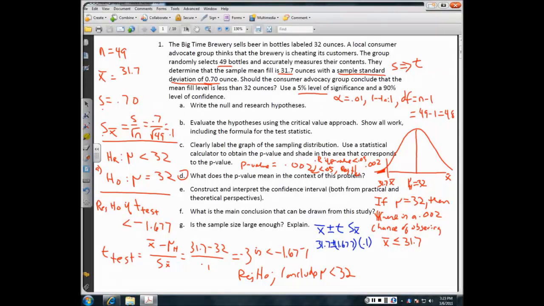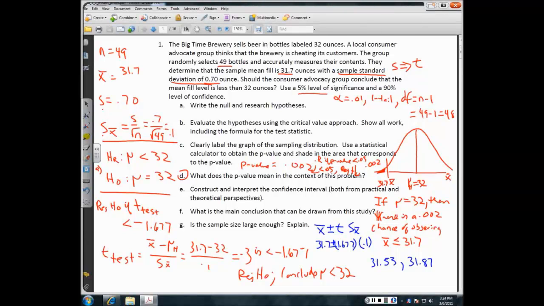31.7 minus 1.677 times 0.1. That's 31.53 about. And then do the same thing, except for this time add. And I got 31.87. This is one of those intervals that we might have gotten, 95% of which would include the real population mean, 5% of which would not.